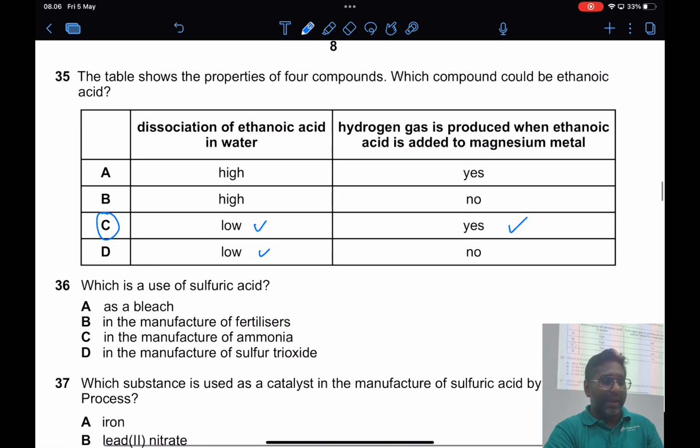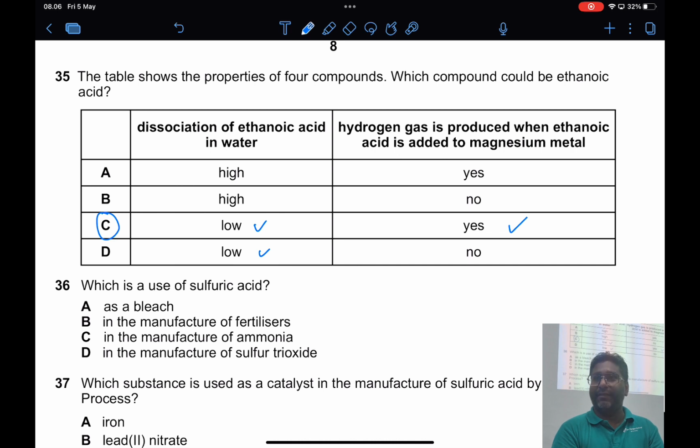Now, Gianna, which is the use of sulfuric acid? As a bleach, as fertilizer, manufacture of ammonia, manufacture of sulfur trioxide. You might think that is a difficult question, but this is the part that I have assigned as the project for each of you. Different people did different projects.